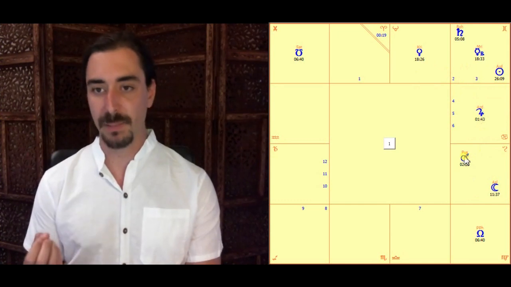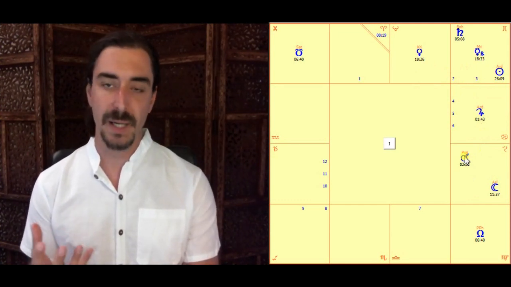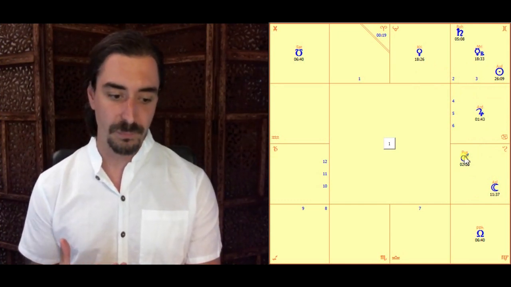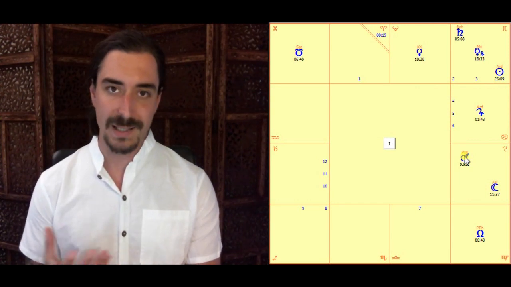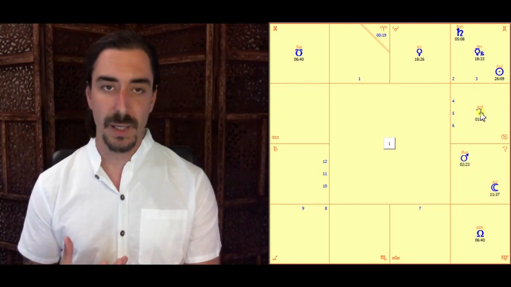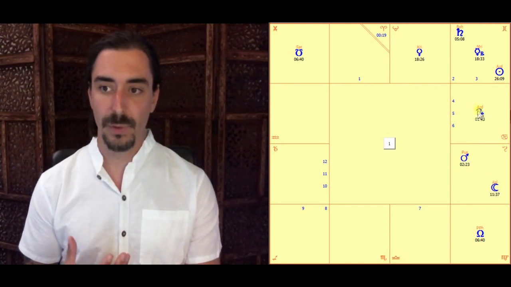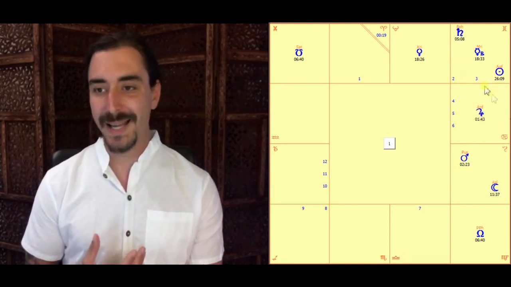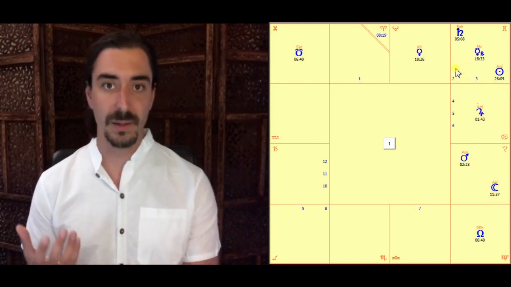Because each planet means something. Each planet represents something by its own essence. So for example, we have Jupiter in the fourth house here? It's exalted. Well, it's in the second from the third. What can that tell you?